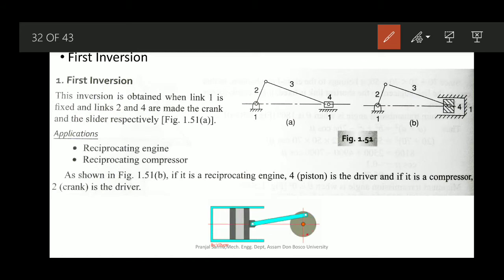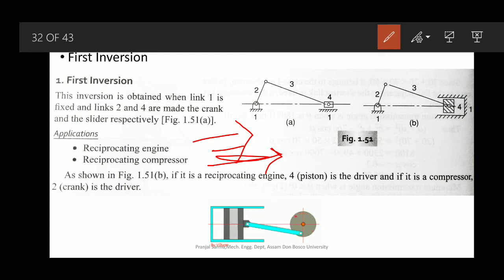Now coming to the first inversion. The first inversion is obtained when link 1 is fixed and link 2 and link 4 are made the crank and the slider respectively, which is the normal case of our slider crank mechanism. There are two applications: one is the reciprocating engine and the other is the reciprocating compressor. So when this mechanism acts like a reciprocating engine, and when it acts like a reciprocating compressor.